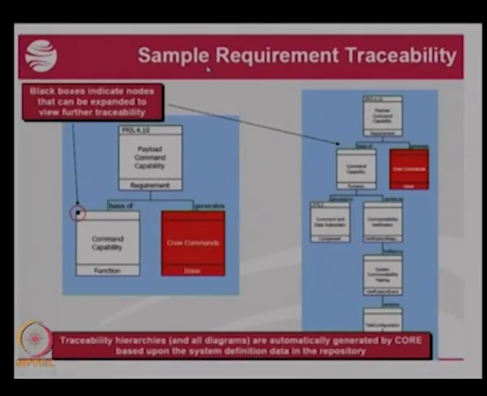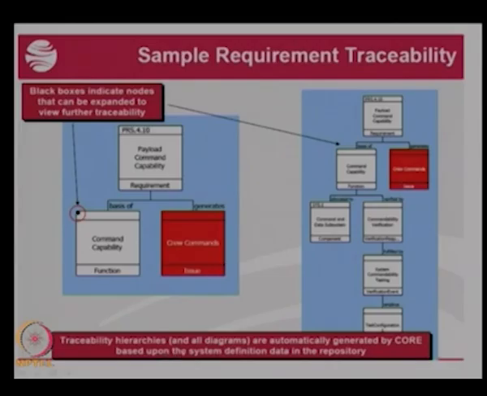Again, for traceability you can look at the requirement hierarchy, and if there is more to a particular requirement there will be some indication: black boxes indicate nodes that can be expanded to view further traceability. So if you want to know more about this command capability requirement, you can click on this, then it will go to the subphase and it will tell you all the other requirements which can be identified.